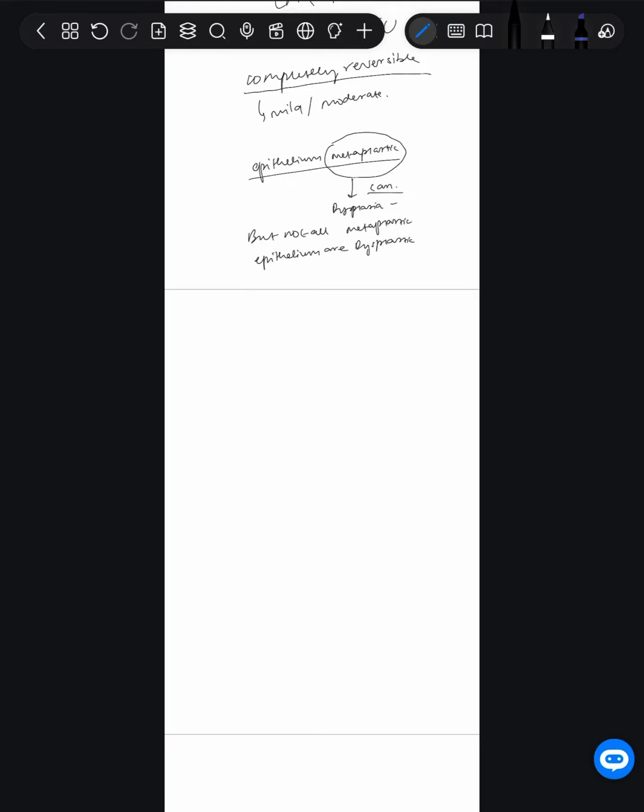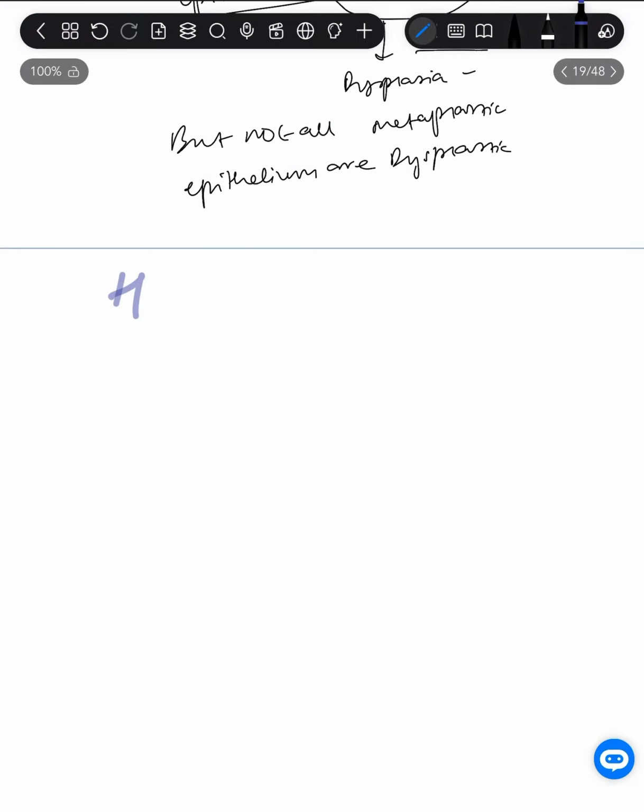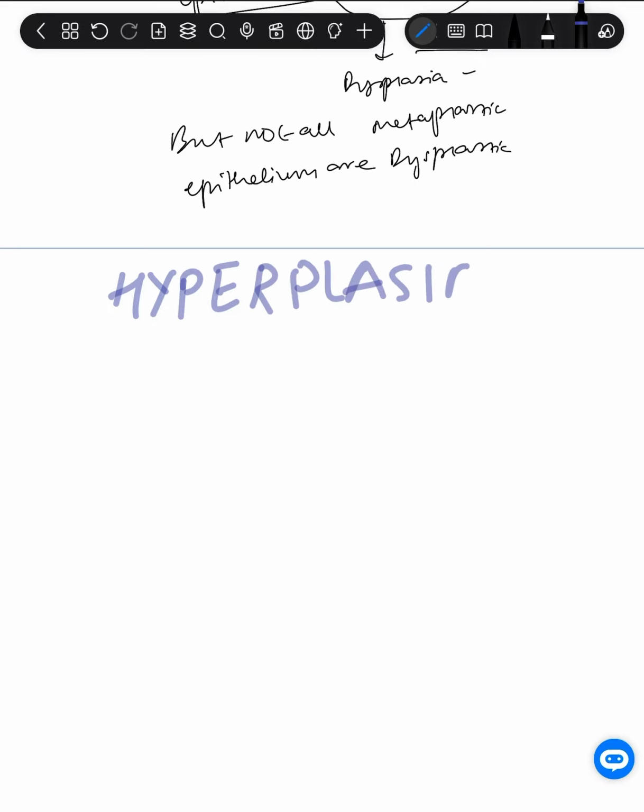My OCD was striking, so why not just cover the other plasia, which is hyperplasia. It is very simple. It will take 10 minutes, max. Just listen to me, okay? We'll cover hyperplasia also. Hyperplasia is not related to the neoplasia chapter as such, but you will get this in your cell adaptations chapter.